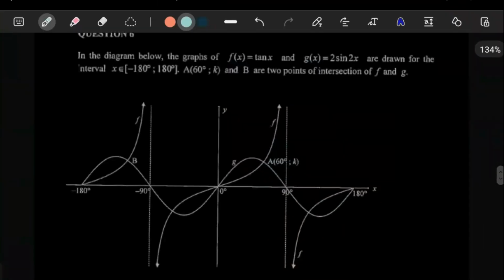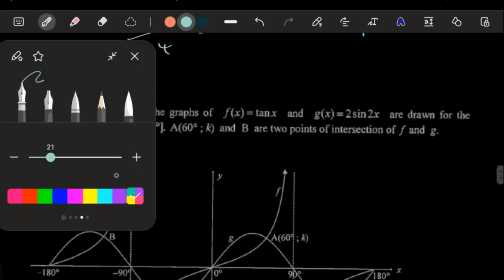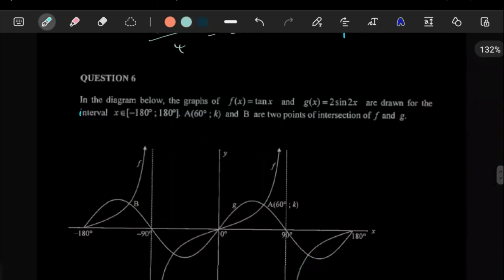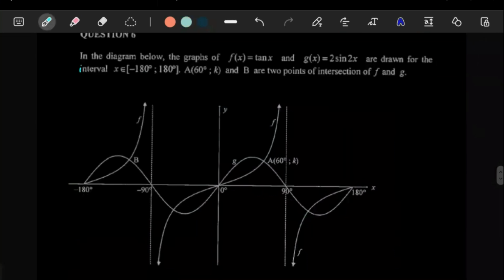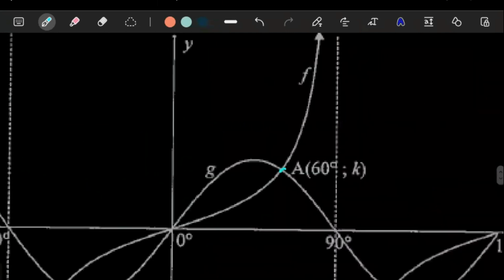It says, in the diagram below, the graphs of f and g are drawn for the interval from -180 to +180. And then he says here you have A, and you also have B, 2 points of intersection. Okay, yeah. So the graphs meet somewhere here at B. They meet somewhere here at A.